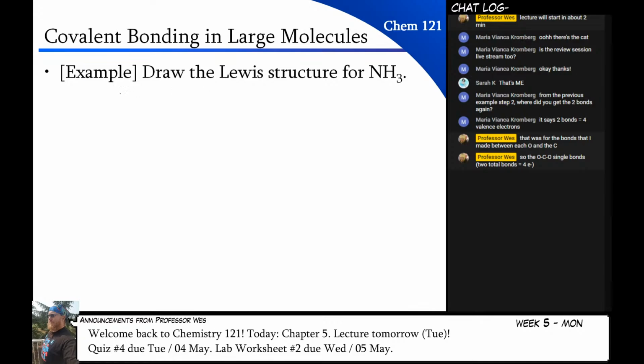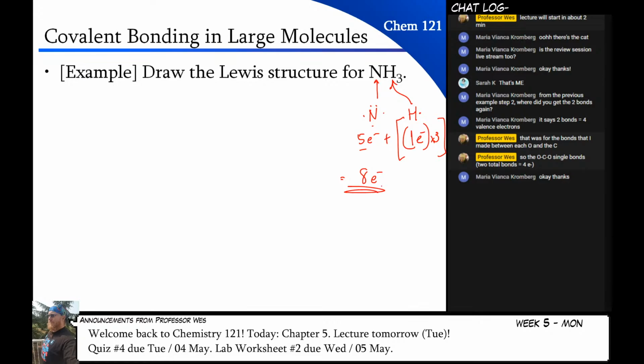So, first step is to count the number of valence electrons. Nitrogen looks like this, so that's 5 electrons. Hydrogen looks like this, so that's 1 electron, and there's 3 of them. So that would be 5 plus 1 times 3, which is 8 electrons. Now, you don't have to draw the picture out every time. Eventually, you just start looking at the periodic table and going, oh, this is in group 5, so it must have 5 electrons. And that's what we're going to do from here on.